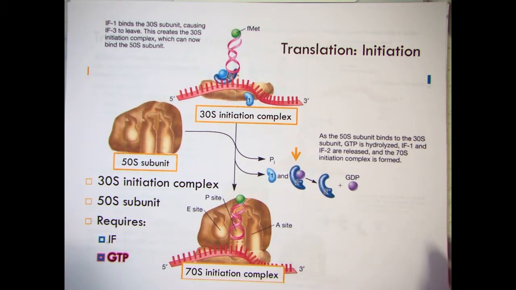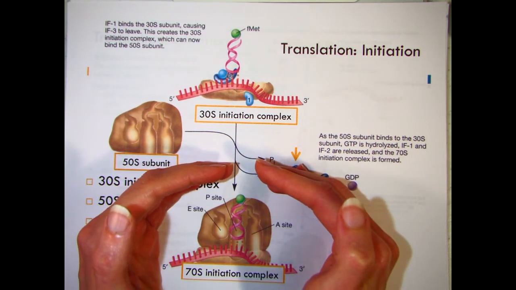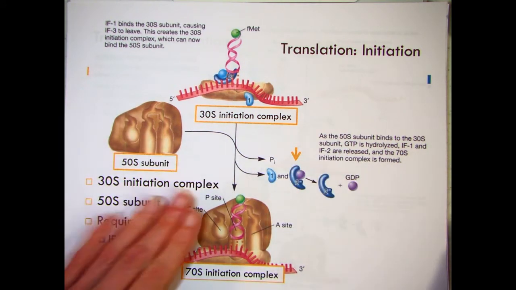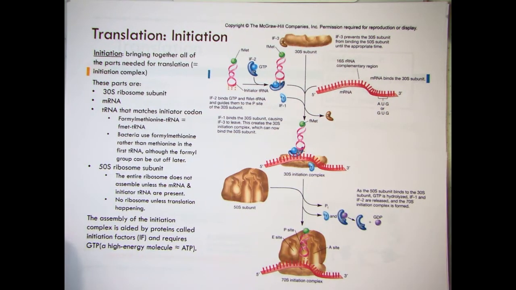So this is the 70S initiation complex, and now the cell is ready to start making protein. So this is a summary initiation slide, which you can read in the PowerPoint because it's kind of small printing. We're going to move on.